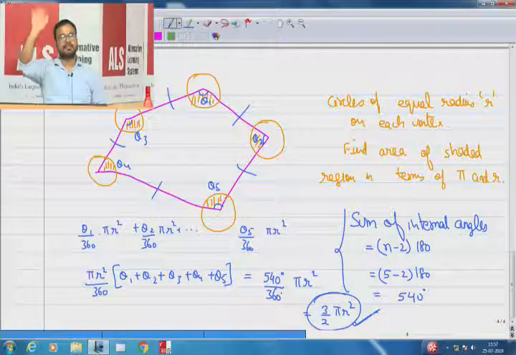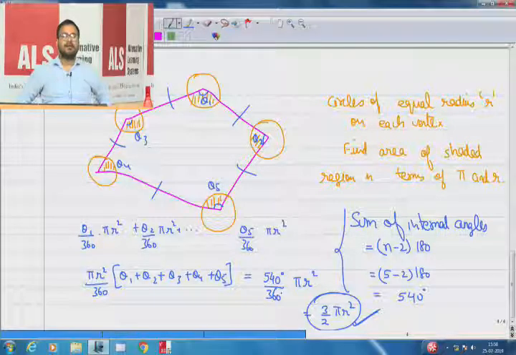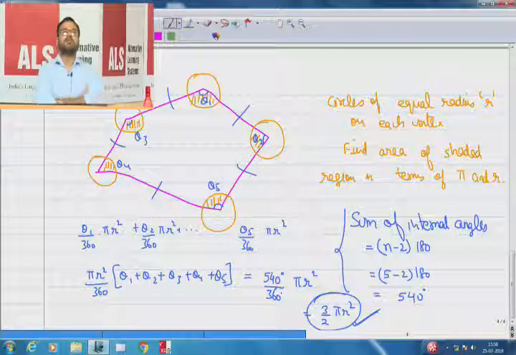Is it making sense? So if you have any doubt, you can ask.